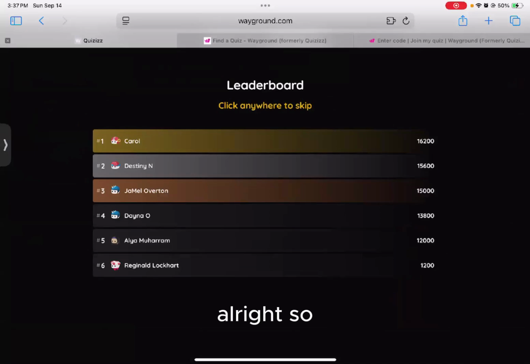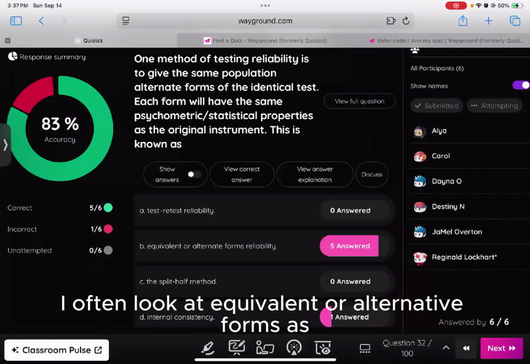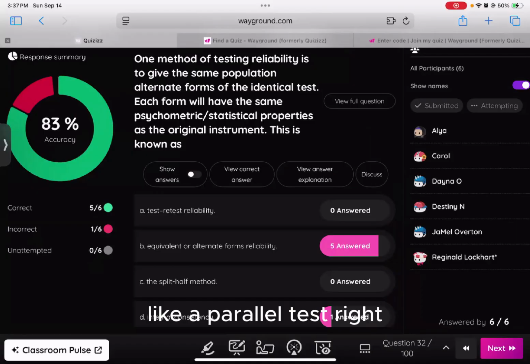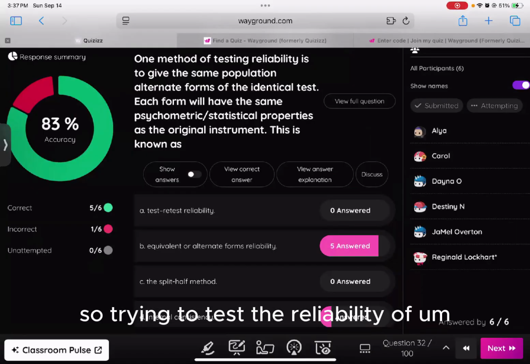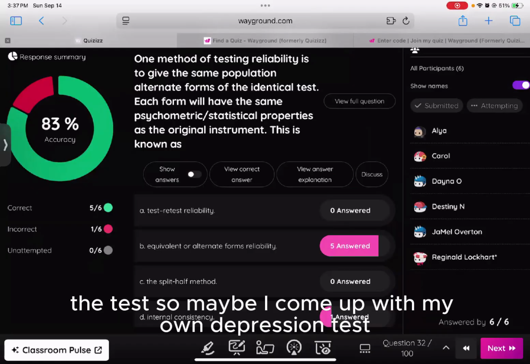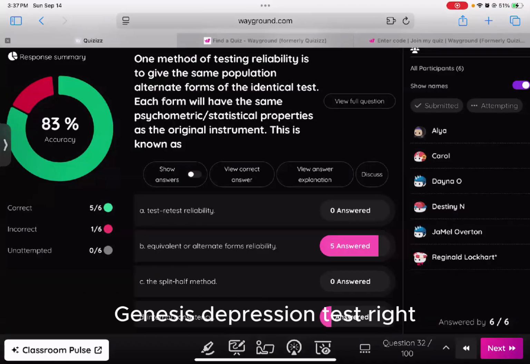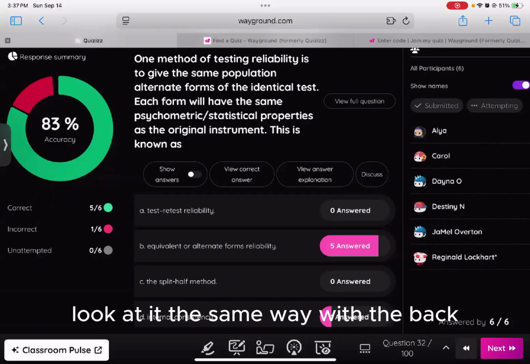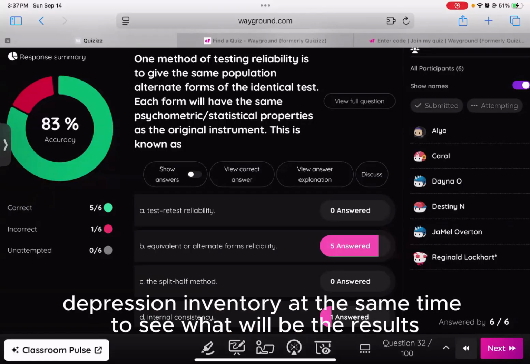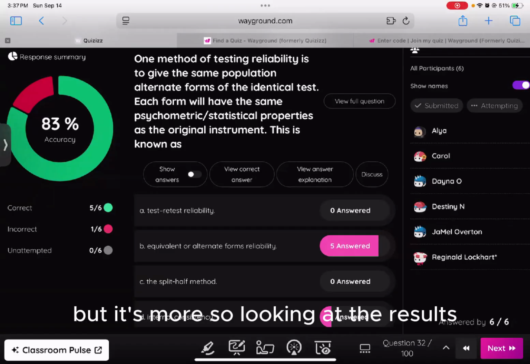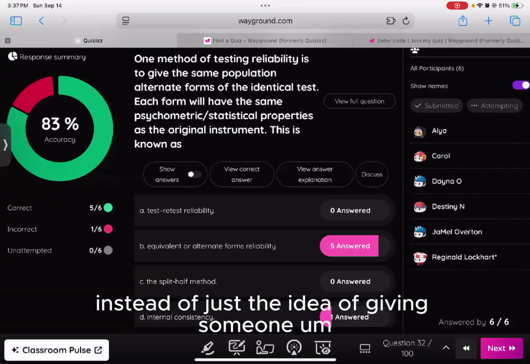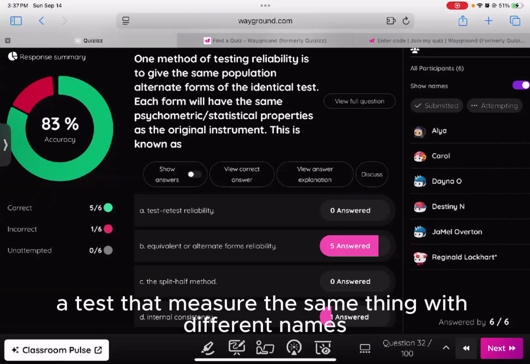All right, so I often look at equivalent or alternative forms as like a parallel test, right? So one method of testing reliability, right? They're trying to test the reliability of the test. So maybe I come up with my own depression test, Genese's depression test, right? And then they look at it the same way with the Beck Depression Inventory at the same time to see what will be the results. Will they give the same results, right? So it's like a parallel, but it's more so looking at the results instead of just the idea of giving someone a test that measures the same thing with different names, right?